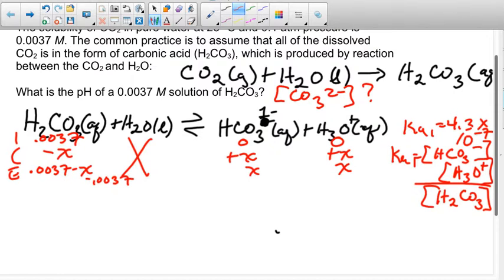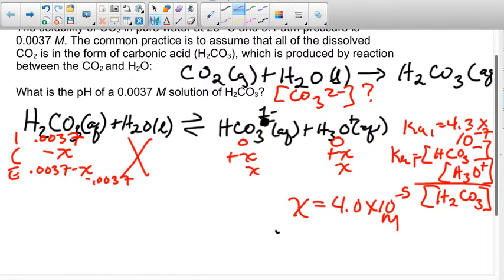So these two, it's x squared over 0.0037, right? You get anything for x? What's x? 3.988 times 10 to the negative 9. Really close to 4. Yeah, I got 4. 4.0 times 10 to the negative 5th molar, right? What does that equal to? What is x?